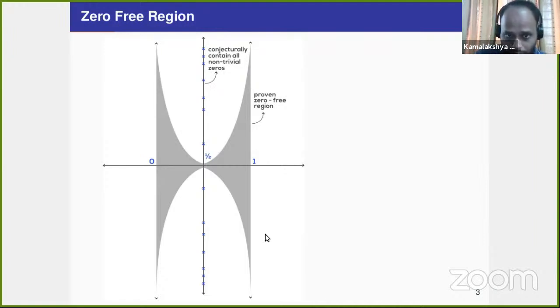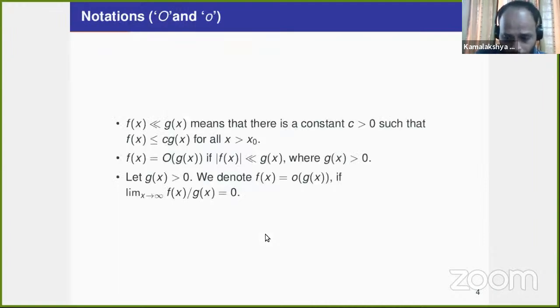Let's recall some basic notations. We say f(x) is less than less than g(x) if f(x) is less than or equal to some constant times g(x) for x greater than x naught, and for a positive constant c. Here the signs of f and g will matter. We write f(x) equal to big O of g(x) if the modulus of f(x) is less than less than g(x). And we say f(x) equal to little o of g(x) if f(x) by g(x) goes to 0 as x tends to infinity.